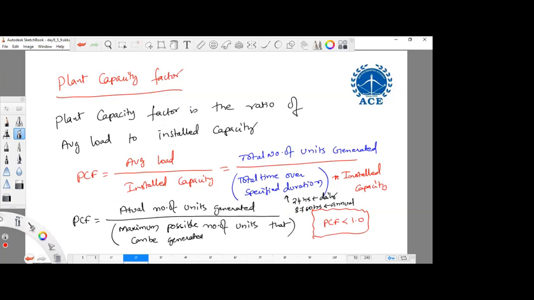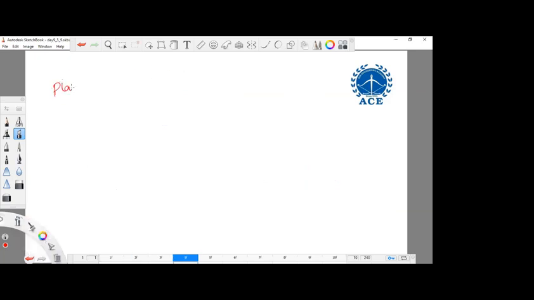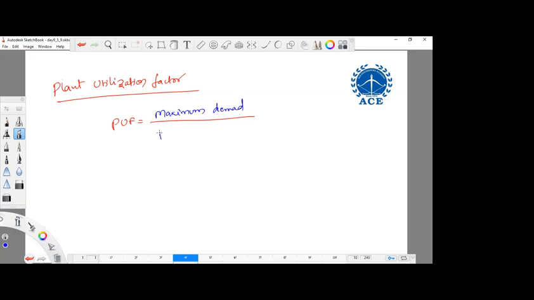Now we need to define one more factor, the plant utilization factor. How do you calculate this plant utilization factor? You can name it PUF. It is the ratio of maximum demand to plant capacity. The plant utilization factor is the ratio of maximum demand to plant capacity.